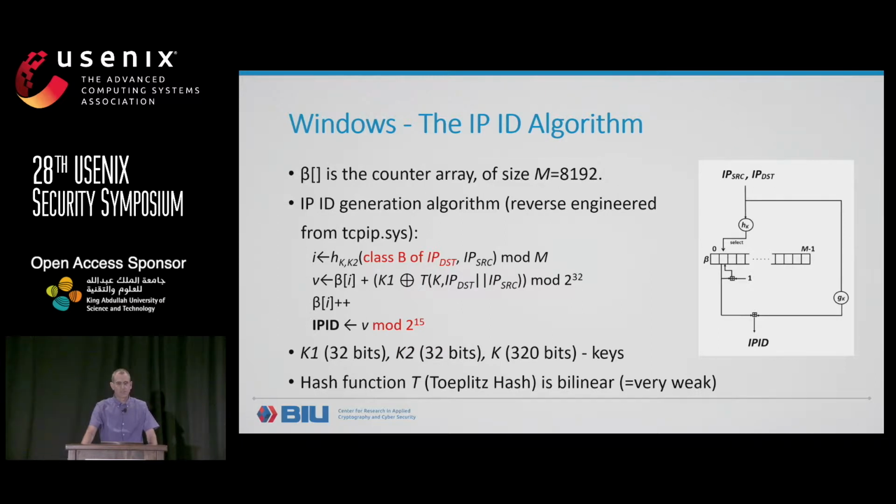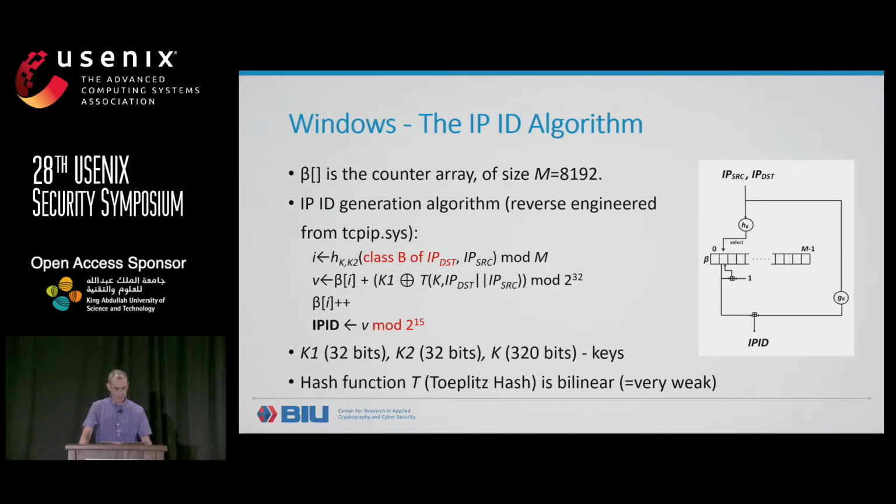So let's look at the Windows implementation. We call beta the counter array, which is of size a bit more than 8,000 buckets. And the IP ID generation algorithm, as we reverse engineered it from the TCP/IP.sys Windows driver, calculates the index based only on the class B network of the destination IP address, which will come very handy in a moment. And then it calculates some value k1 exclusive or tk, increments the counter and uses the value it calculated earlier as the IP ID.